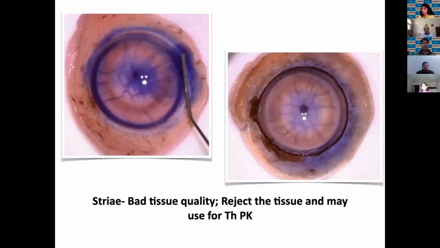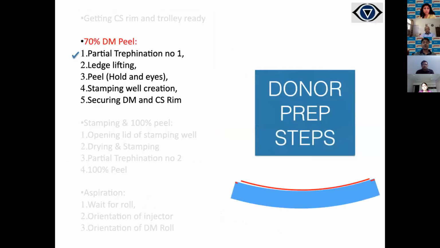If after trypan blue you see your graft like this, with a stress triad, lots of stress lines, these are not good tissues. Better to reject it because you can get tears in those areas. Instead, in case you feel there is a suspicious tissue, you can instill the trypan blue as a first step and decide whether you really want to take the tissue or not.